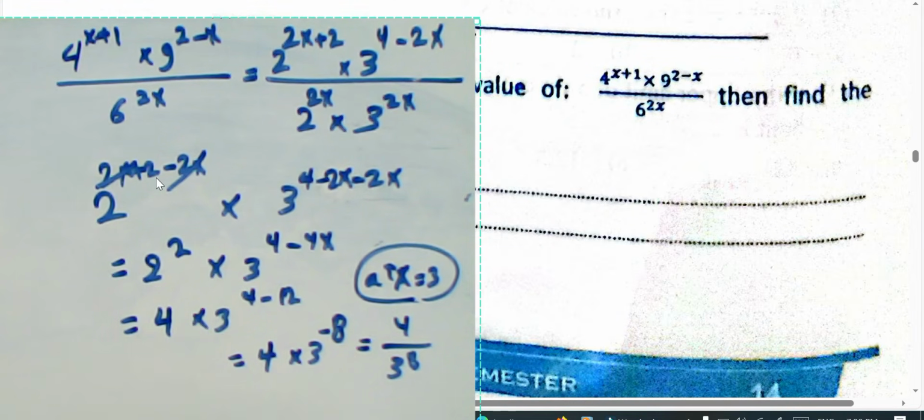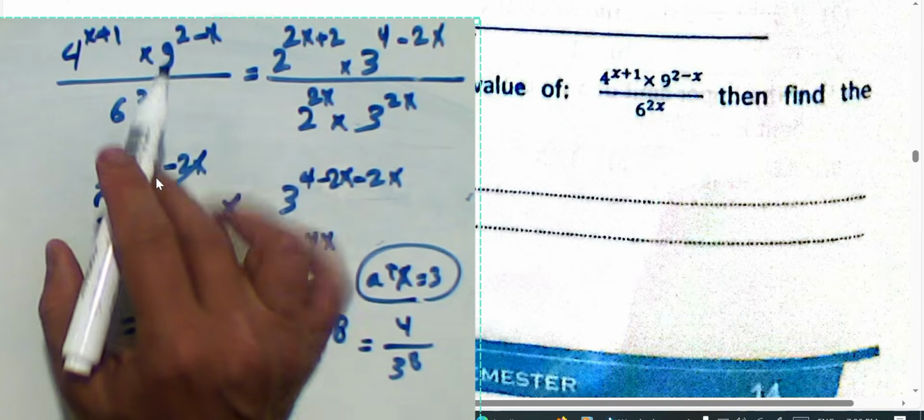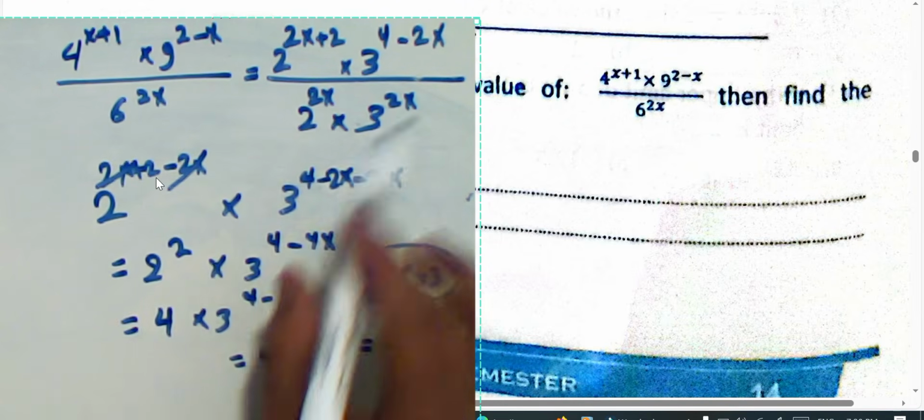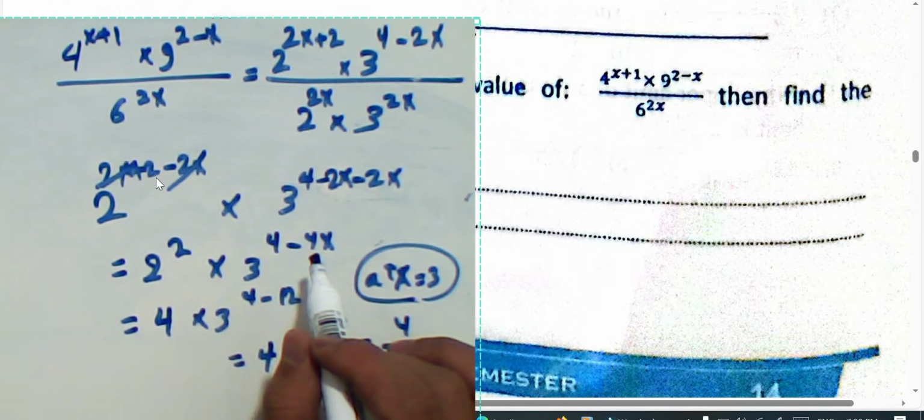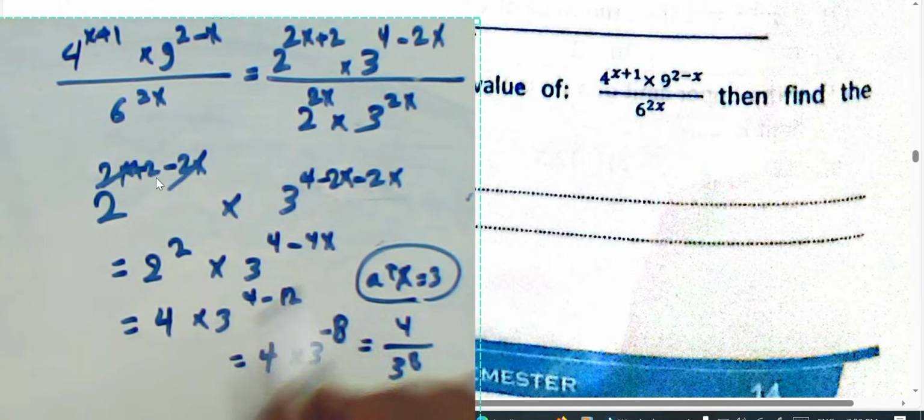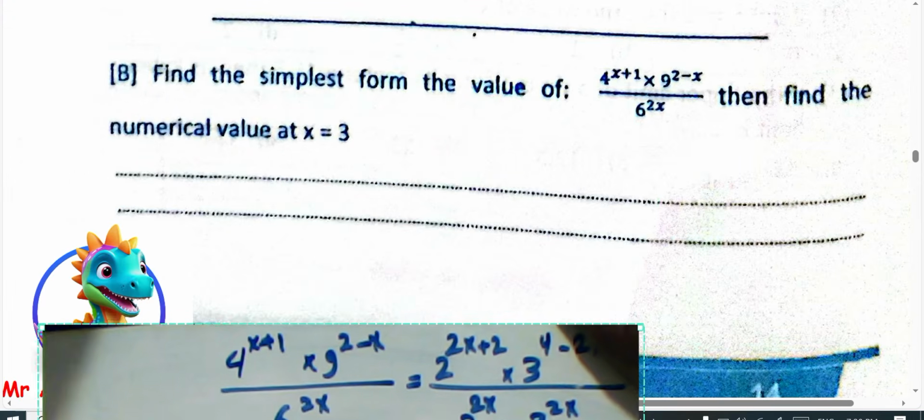Understood? 9 here equals 3 power 2, 2 times 2 is 4 and 2 times negative 2x. And then you can simplify it in the numerator down. Okay, like this. You can find the answer by calculator here. Next question.